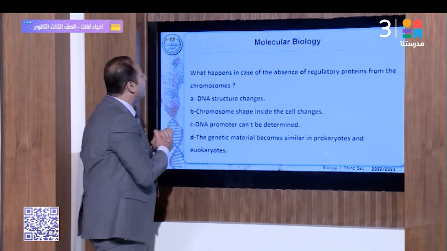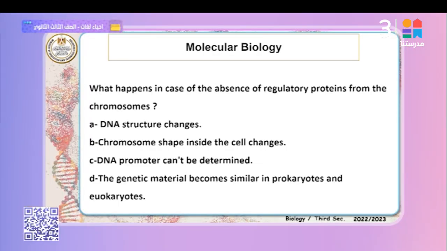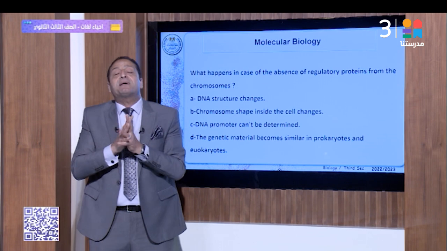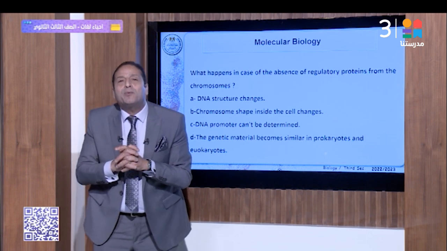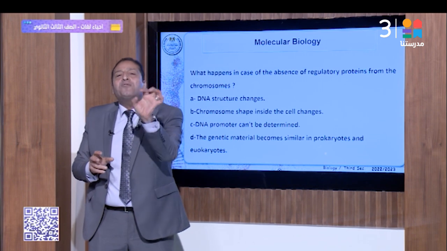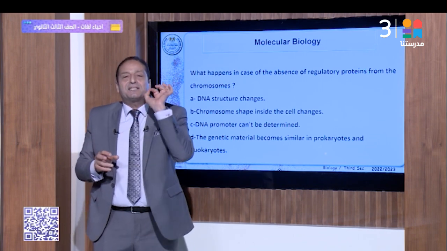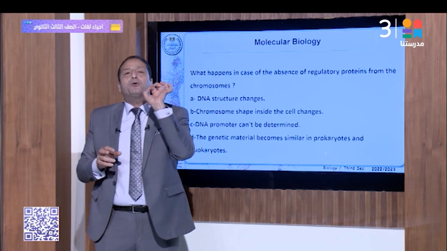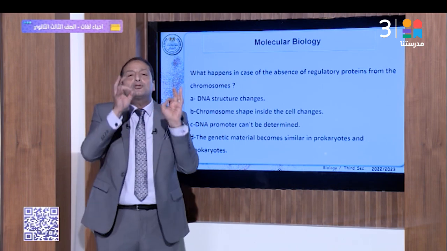That's right. So what happens in the absence of regulatory proteins from the chromosomes? DNA structure changes? No. Chromosomal shape inside the cell changes? No. DNA transcription cannot be determined. The best answer: DNA transcription cannot be determined. When RNA is transcribed from DNA inside the nucleus, a specific enzyme called RNA polymerase is needed, along with a specific type of regulatory protein, the non-histone regulatory proteins.